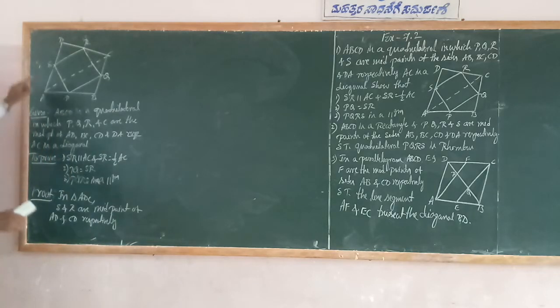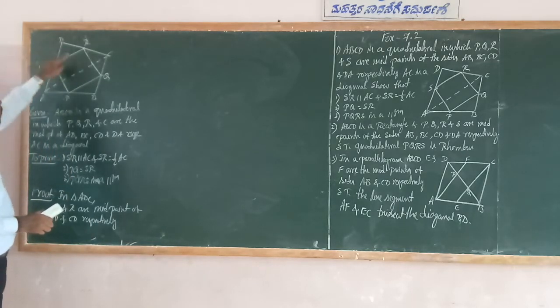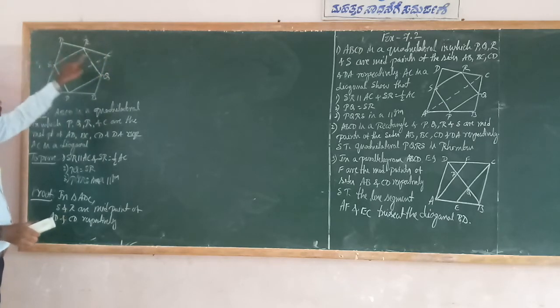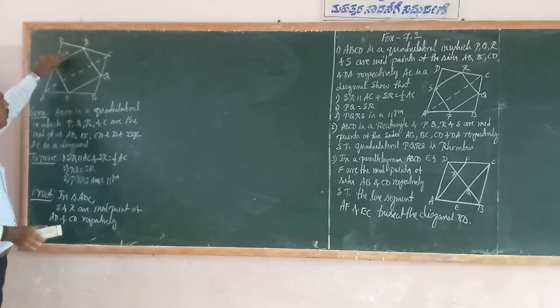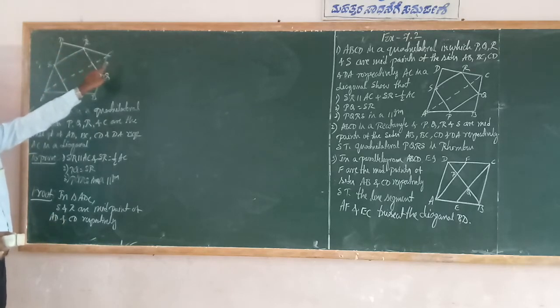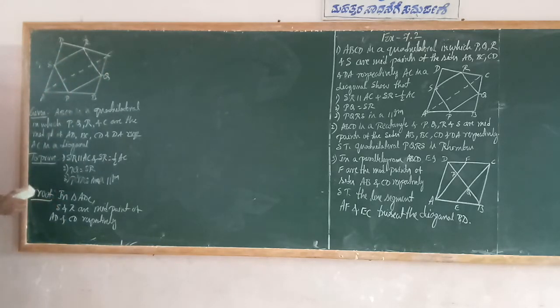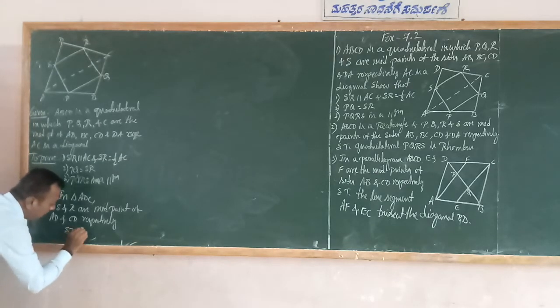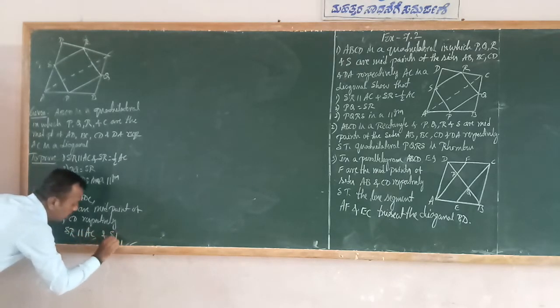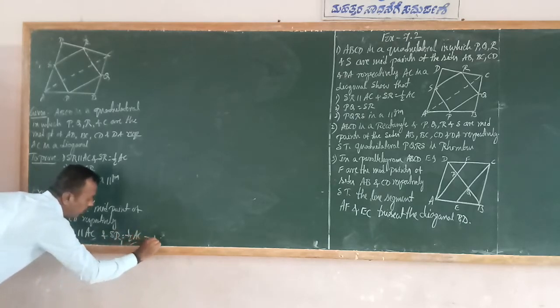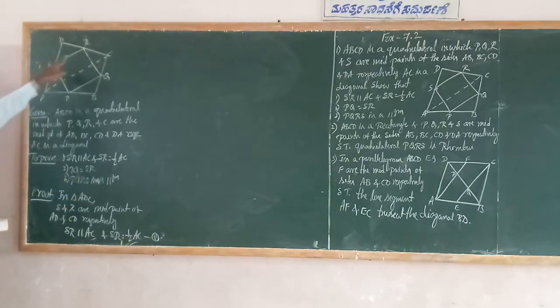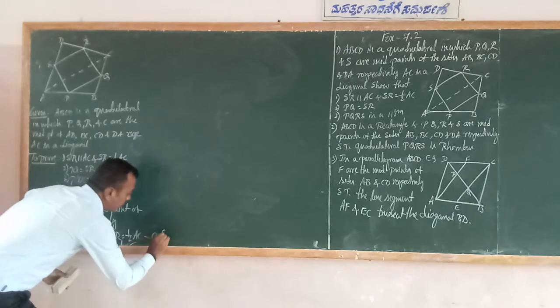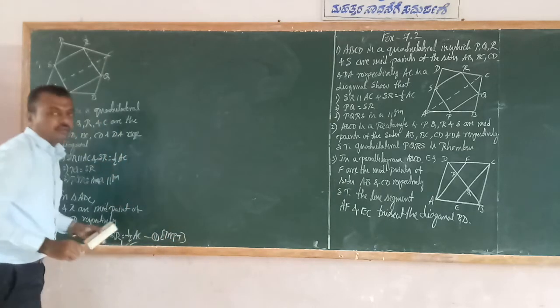See, when S is the midpoint of AD and R is the midpoint of DC, in any triangle, the line joining the midpoints of any two sides is parallel to the third side. Therefore, I can write SR is parallel to AC by the condition of MPT. MPT means midpoint theorem. Therefore, SR is parallel to AC and also SR is equal to half of AC. Call it equation number 1, by the midpoint theorem.